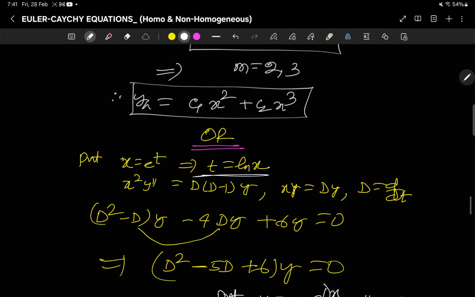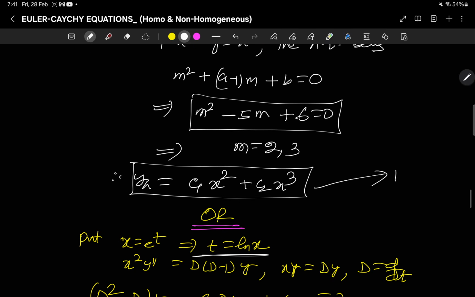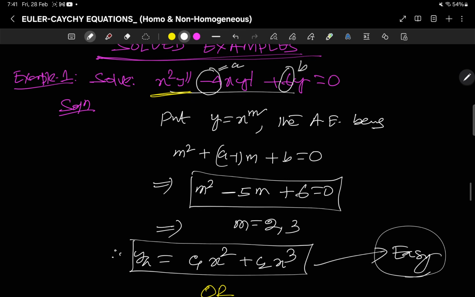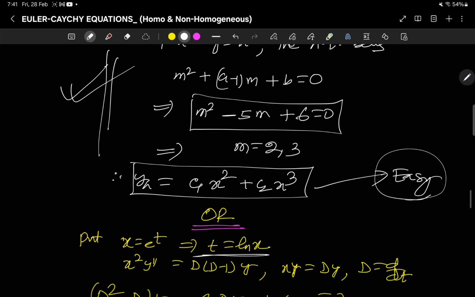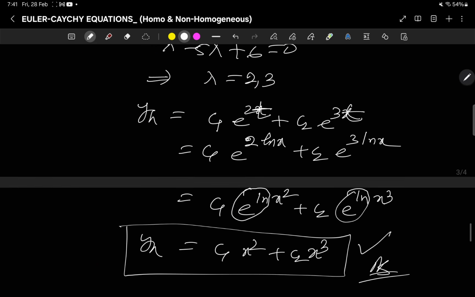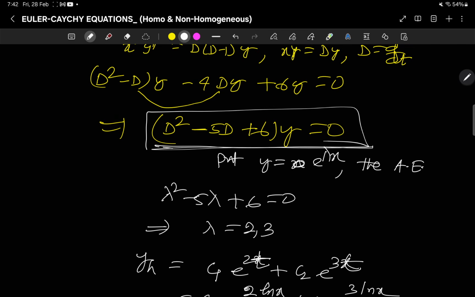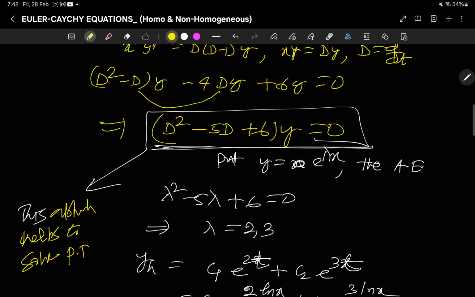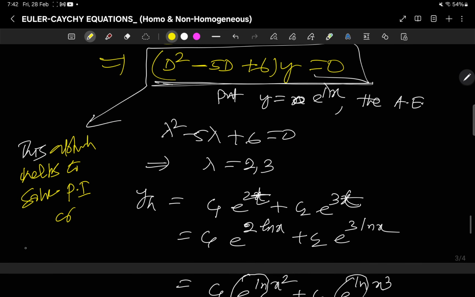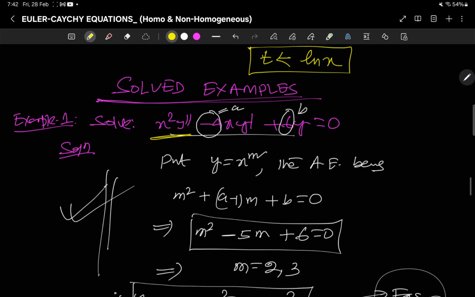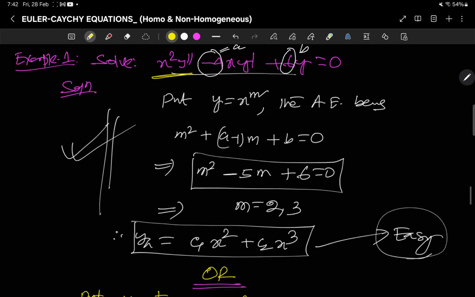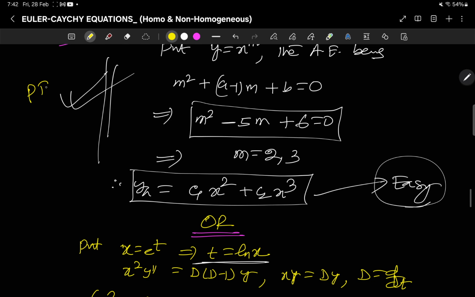You see, the straightforward approach is easy, is it not? The straightforward approach is quite easy. However, if a non-homogeneous equation is given, then this approach will help you to find the particular solution. This approach helps to solve the particular integral, PI. So if PI is asked, then the particular solution can be solved.